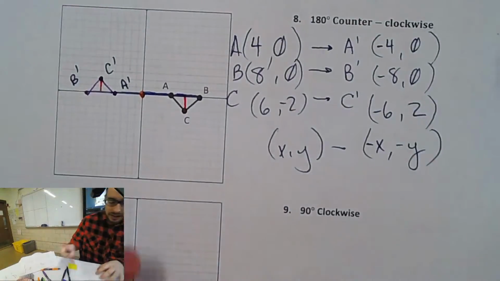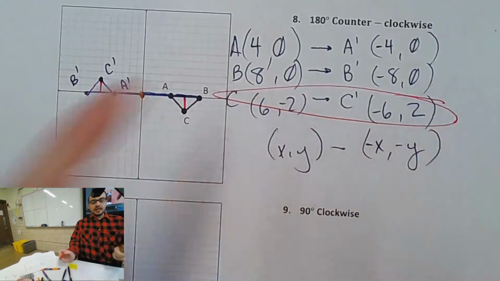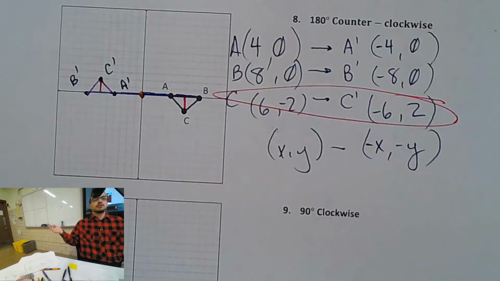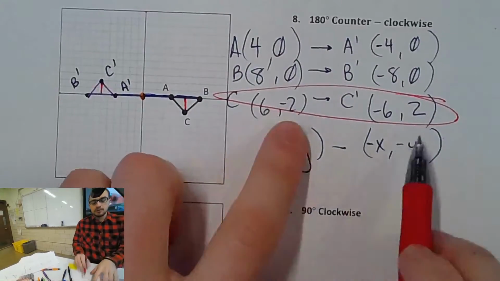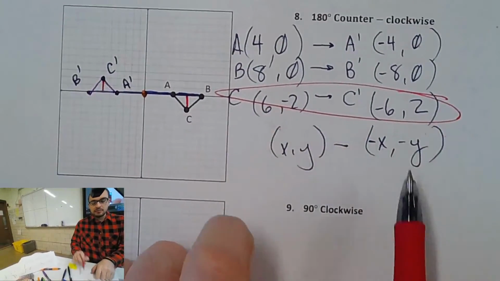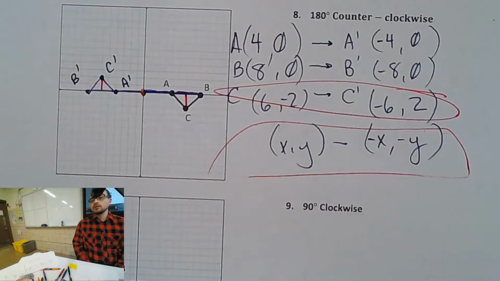Now, the key one to look at is C. When we have zeros, it's kind of hard to tell, right? Because if you negate 0, it stays 0. If you multiply 0 by a number, it stays 0. There's not a lot of good ways you can tell what's going on with zeros. So it's best to look at where we have some actual numbers. We keep everything the same. We just change the sign. So here is our rule, and that's it. So that's the rule for 180-degree rotation.